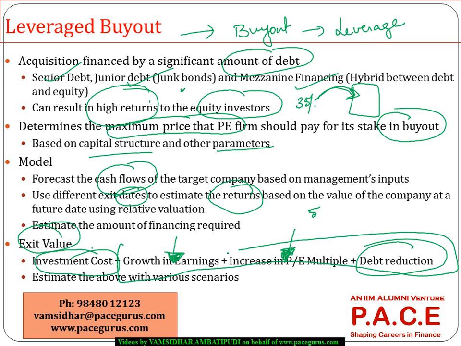So the exit value is typically a function of all these things, which means when I look at the growth or the return, it is purely taking into account all these three aspects: at what rate the earnings are growing, what is the increase in the P by E multiple, as well as the amount of debt that has already been paid off before the exit process. These things can be estimated with various scenarios to finally understand the amount of return that is coming to the private equity investor in this entire process.